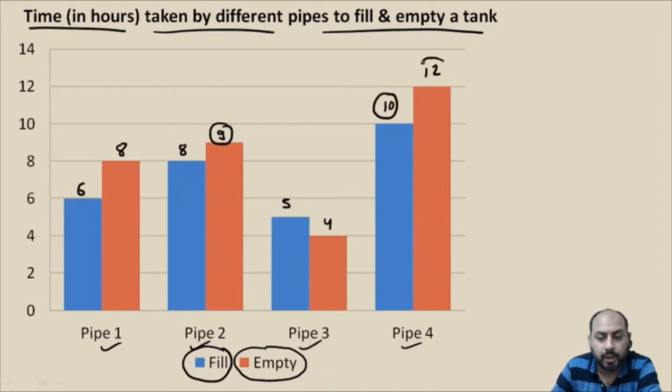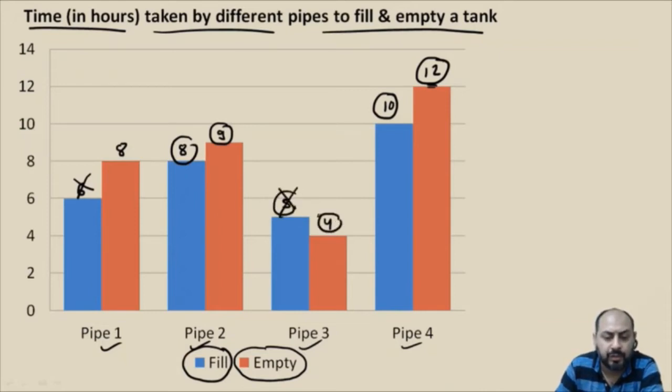10, 12, and 8. 6 is not required because you're already finding the LCM for 12, so 6 being a factor of 12, 12 takes care of it. Same goes with 4 and 5, so we need not factor these values in. So when you take the LCM, it comes out to be 360. So this 360 becomes the assumed capacity of the tank.